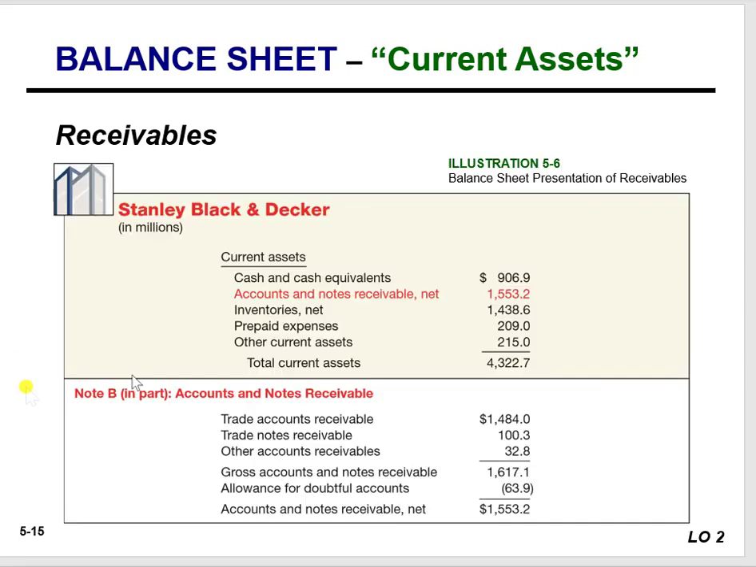Here we have an example of Stanley Black & Decker. Under current assets, you have cash and cash equivalents, and then you have accounts and notes receivable, net. That's net of this calculation at the bottom with note B. You have trade accounts receivable, trade notes receivable, other accounts receivable, gross accounts and notes receivable, and allowance for doubtful accounts. Gross accounts and notes receivable is $1.6 million, and the allowance for doubtful accounts is $63,000, so accounts and notes receivable ends up being $1.5 million. That's the net. The net of the allowance for doubtful accounts is what you reflect in the balance sheet.